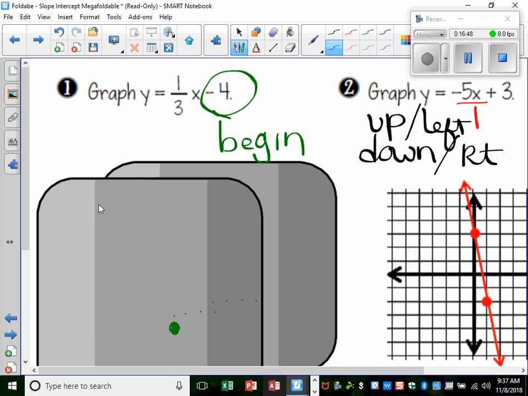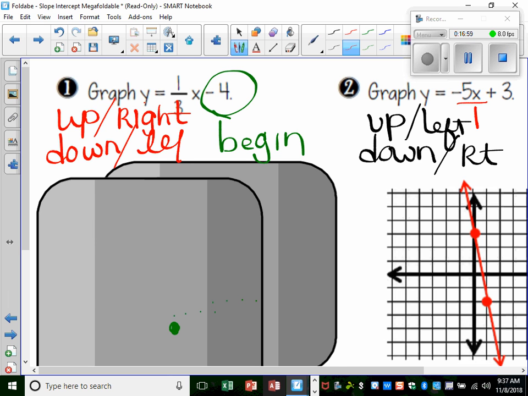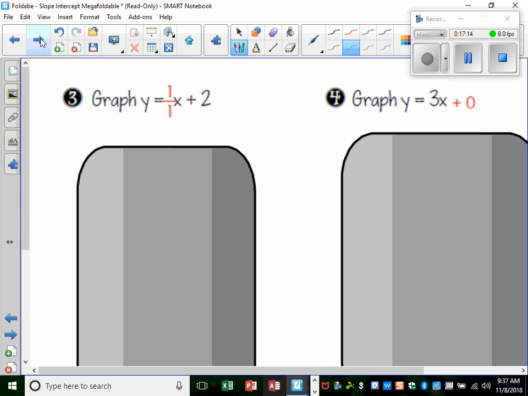Positive slopes, let's put it over here. You can go up and right, or down and left. You can do a double negative. So that's how you would do a positive slope. You can move up and then right, or you can use down and then left. That's the directions you should go for your slopes. All right, so do the last two.